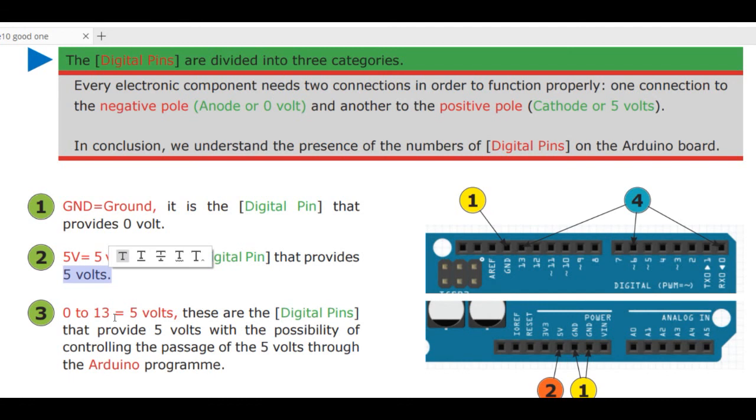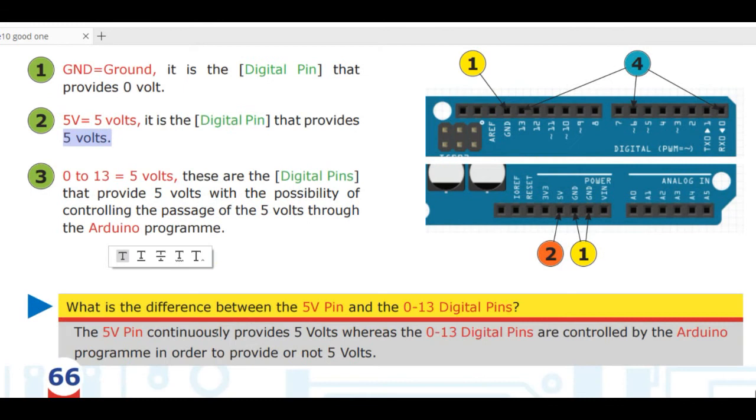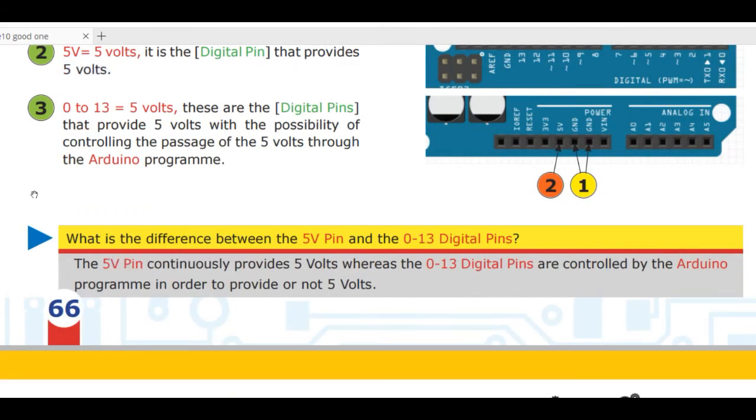can provide 5 volts. These are the digital pins that provide 5 volts with the possibility of controlling the passage of the 5 volts through the Arduino program. Now, it's a very important question. What is the difference between the 5 volt pin and the 0 to 13 digital pins? The answer is very simple. The 5 volt pin continuously provides 5 volts for the circuit, and the 0 to 13 digital pins are controlled by the Arduino program in order to provide or not 5 volts.